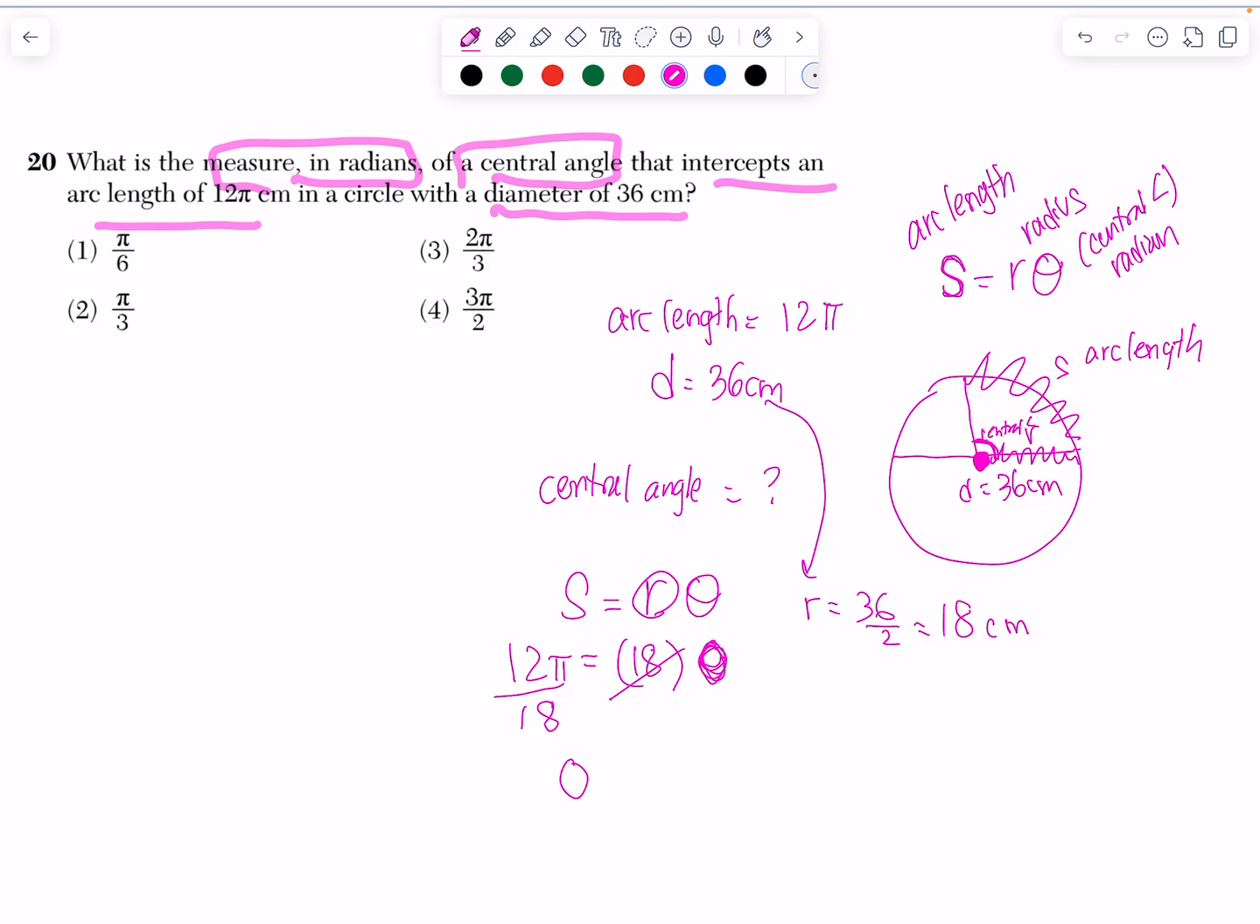Notice in the multiple choices, 12 pi over 18 is not there because we have to simplify the fraction. 12 and 18 are both divisible by 6. So if I divide the top and bottom by 6, I get 2 pi over 3, which is choice 3.